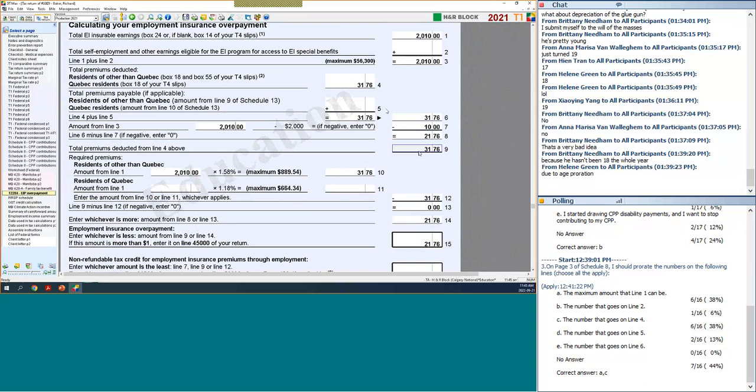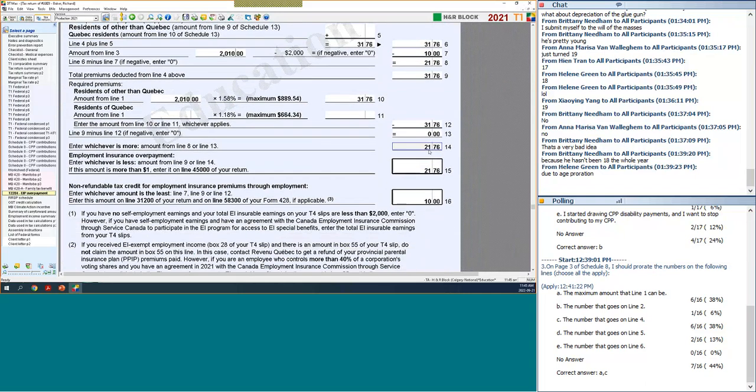So the normal calculation when you don't have low income, total premiums was $31.76. The amount that he should have paid was $31.76, and he did pay that. Then you're going to go, which number is more, line 8 or line 13? Well, 8 is more than 0, so $21.76 is more than 0. I'm going to put that in here. That's going to be my overpayment.